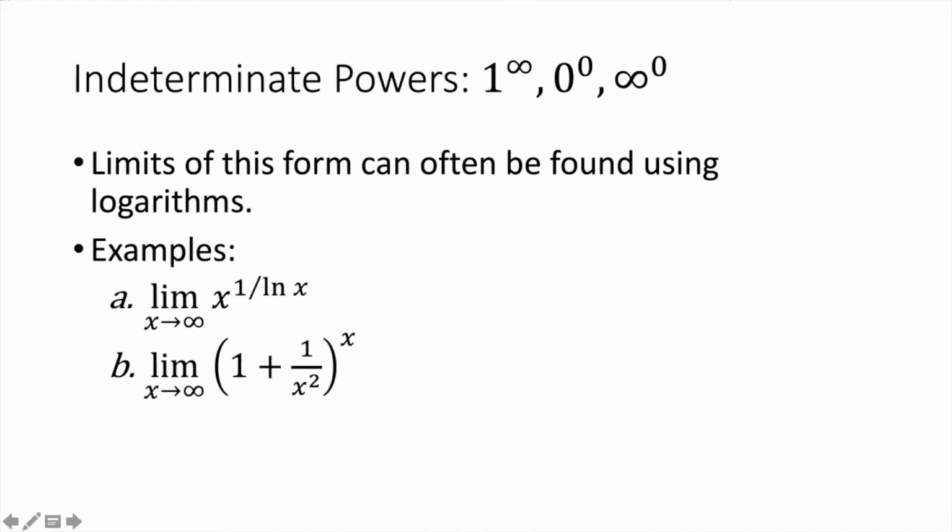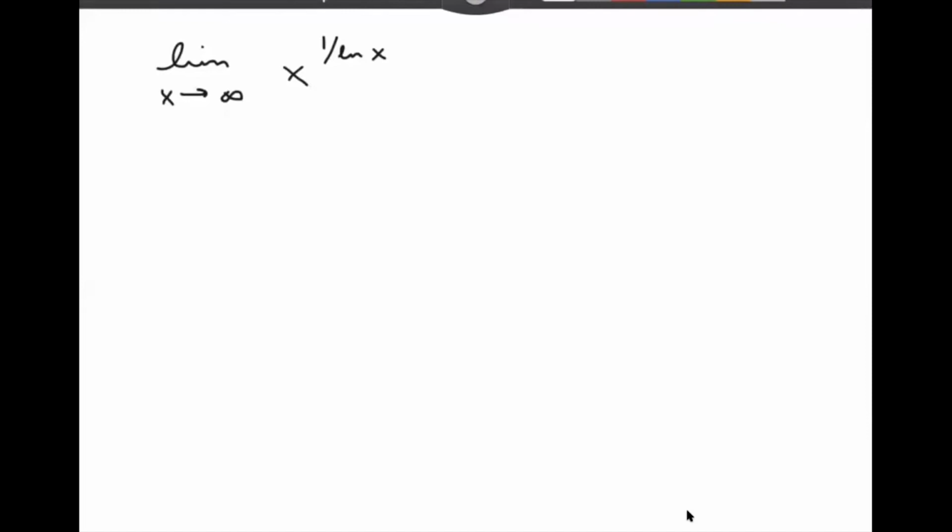Okay, so here we go. Starting with the limit as x approaches 0 of x to the power 1 over natural log x. So first checking the form. The form of this one is infinity to the power 1 over natural log infinity. As x approaches infinity, natural log x also approaches infinity, which means 1 over natural log x approaches 0. So this is one of those indeterminate forms.